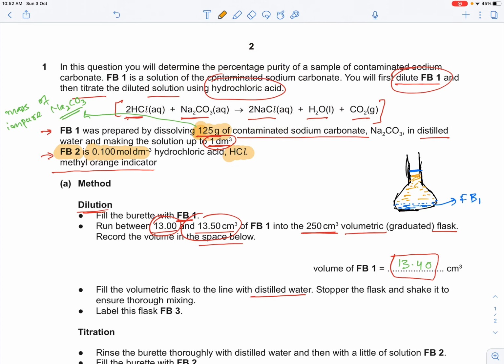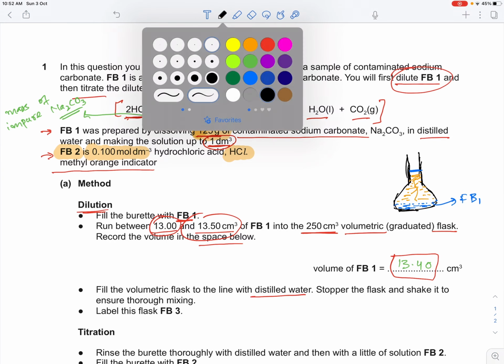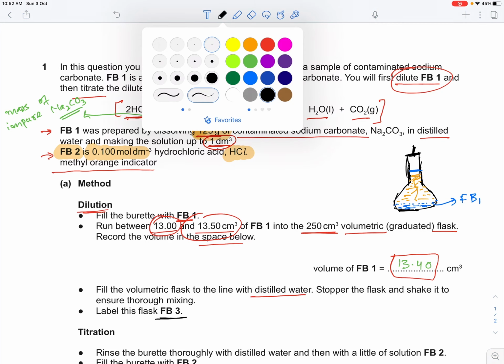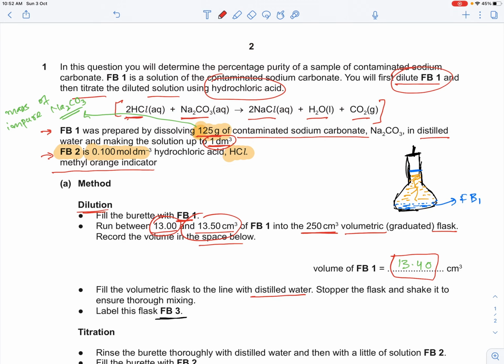Then you stopper the flask and stir it, and you will get your diluted solution. Label this flask Fb3. So you have now converted Fb1 into Fb3 by making it a diluted solution. Shake it to ensure thorough mixing, and now this is Fb3. You have taken Fb1 and diluted it, and now this is Fb3.